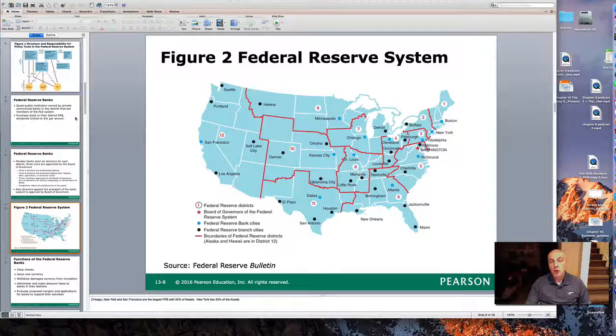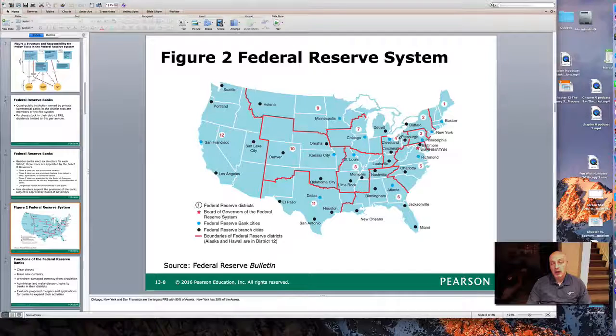Okay, so the 12 Federal Reserve districts, I'm not going to make you memorize which ones they are, but they are set up in the following different regions. Now, the Federal Reserve of New York is probably the most powerful of all the Federal Reserve banks. It actually controls about 25% of all the assets of the Federal Reserve System.